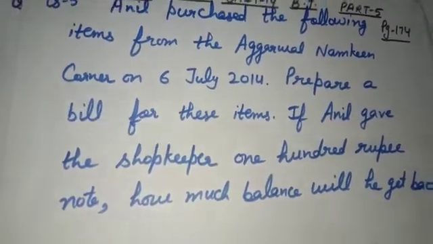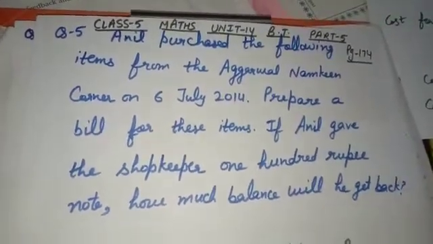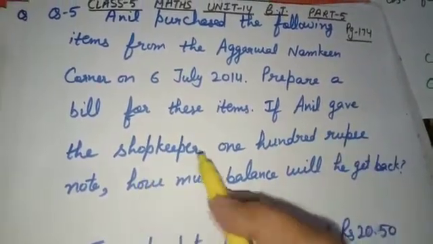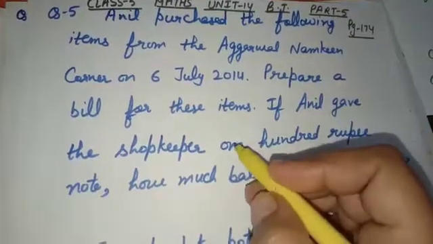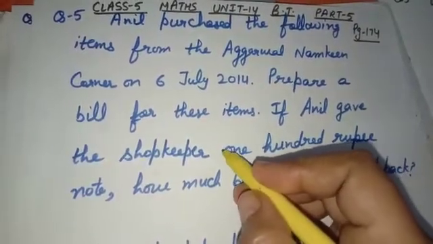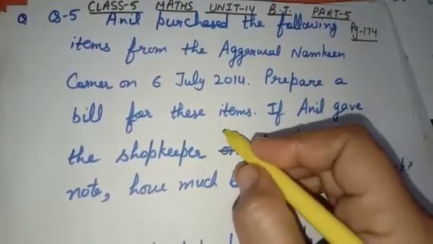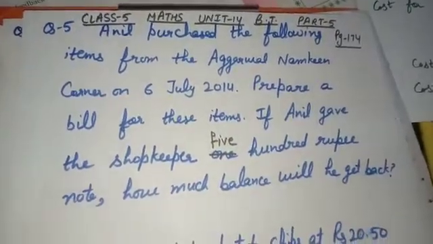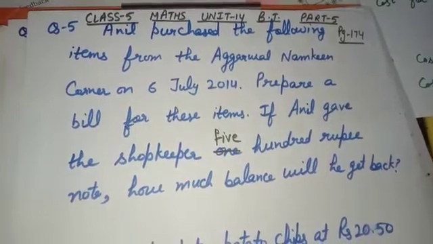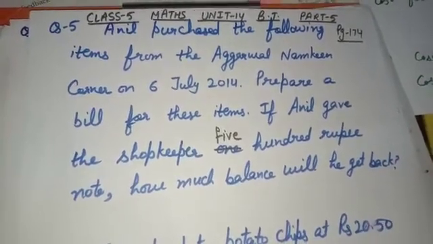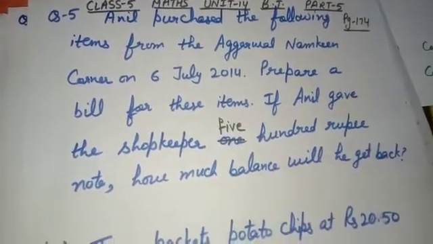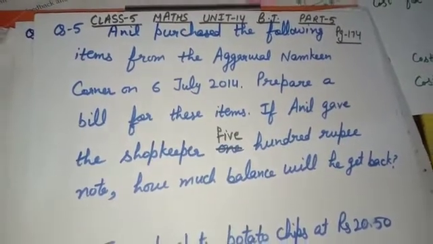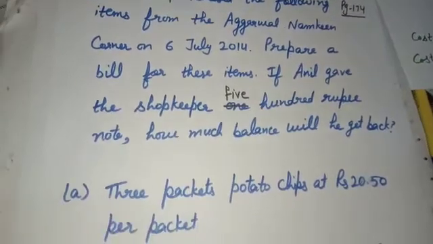Here is a correction in the question. Please make this correction. If Anil gave the shopkeeper 100 rupee note, here in place of 1 you will cut and write 500 rupee note. Okay, 500 rupee note, and at the end after the bill you will subtract the bill amount from 500 to get the balance.